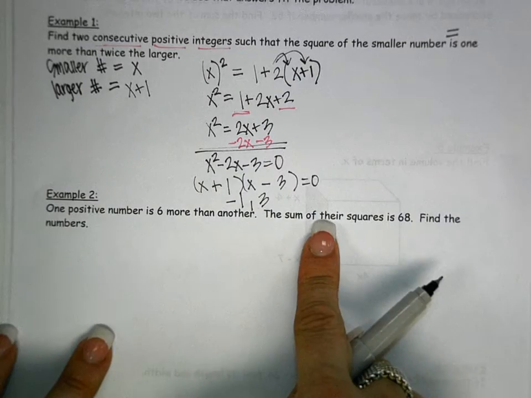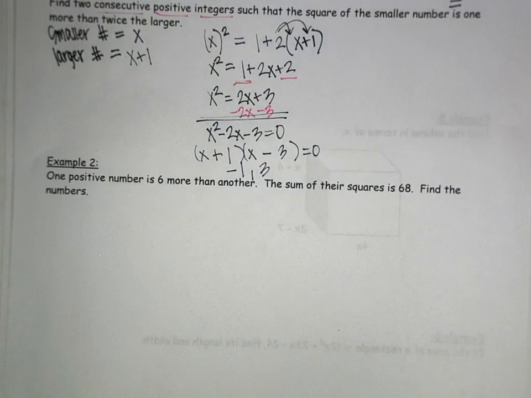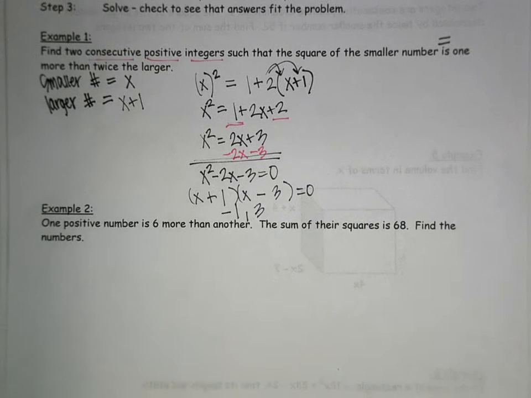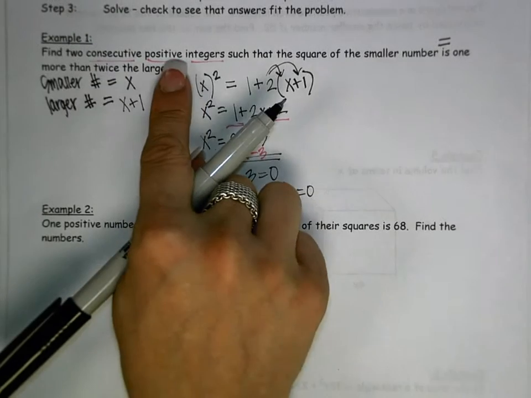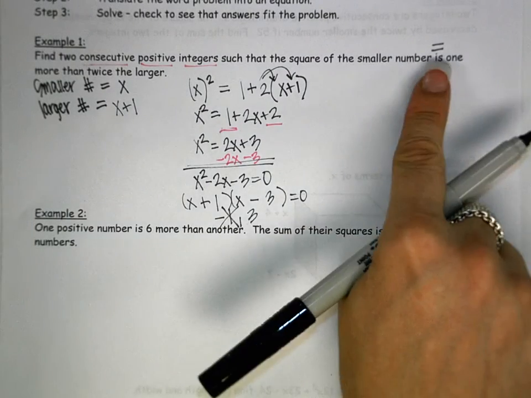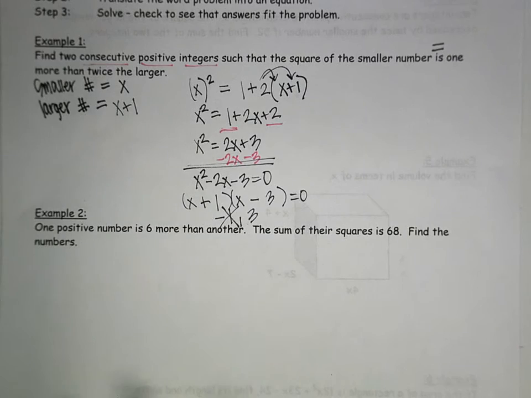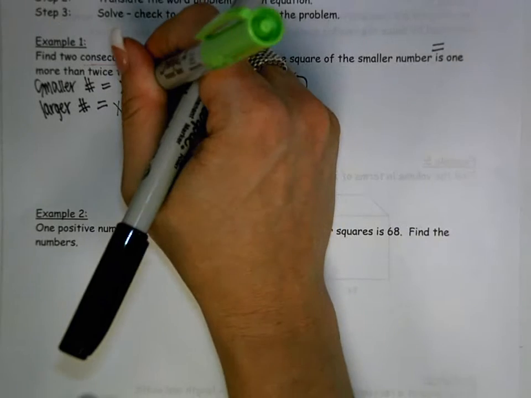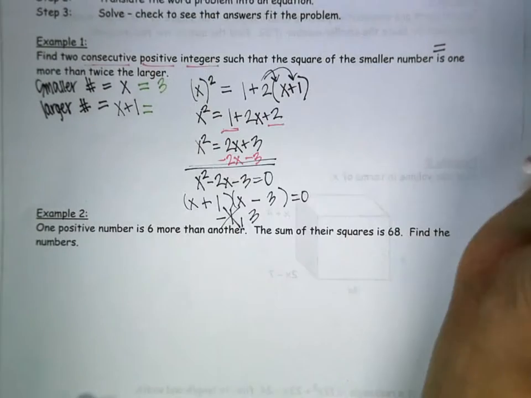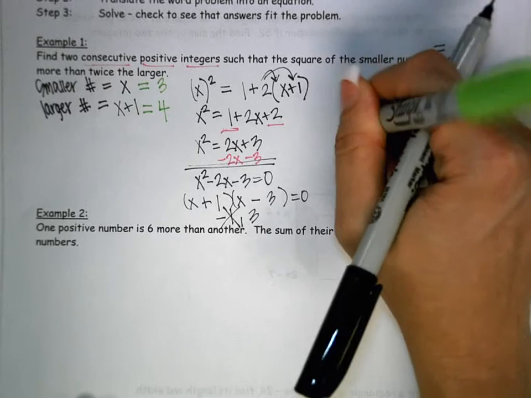Now, for the last one, it says check to see that the answers fit the problem. Which of these does not make sense in this problem? The negative 1. Why? Because it is consecutive positive integers. So that means this does not make sense. Now, I'm asking, find 2 consecutive positive integers. So really, I need to plug back into my equation. The smaller one I found is 3. The larger is what? 4. So your answers here are actually 3 and 4.